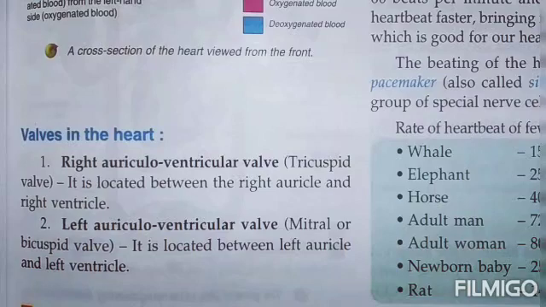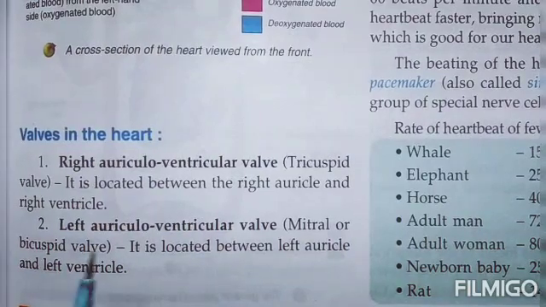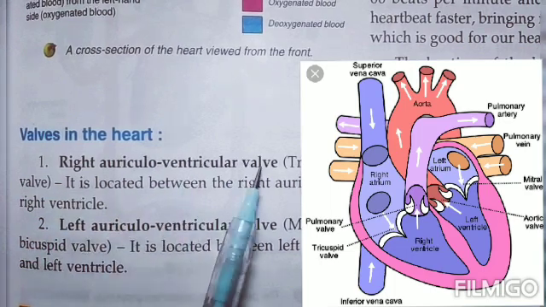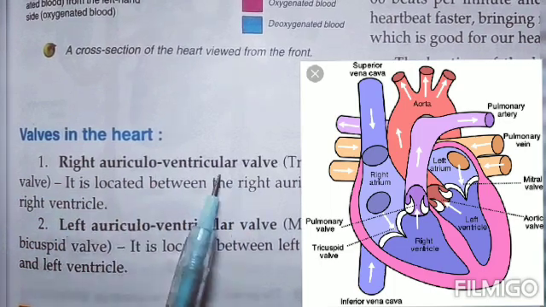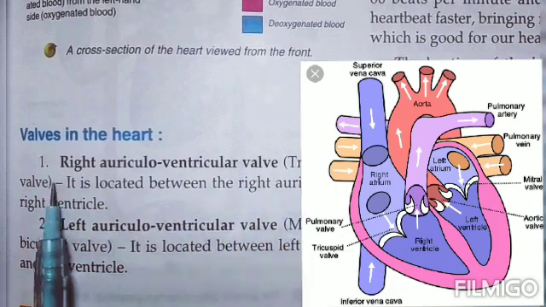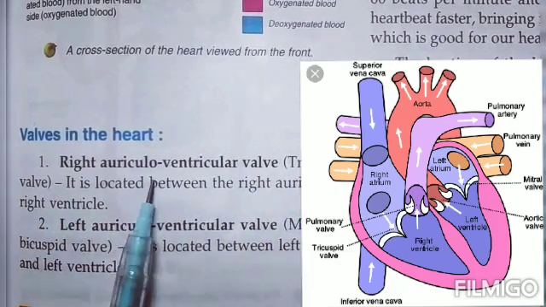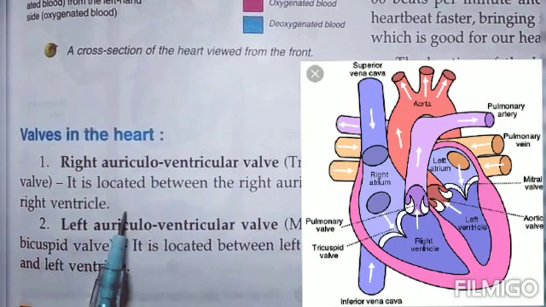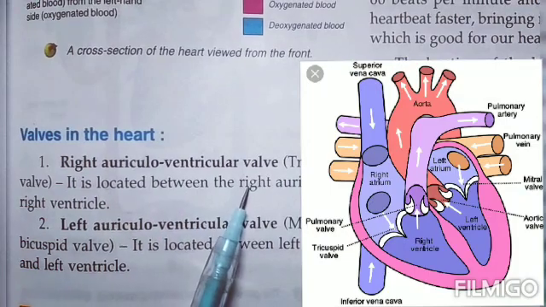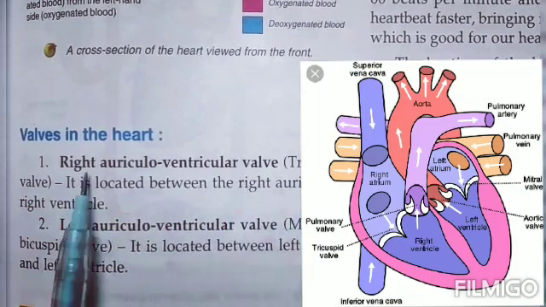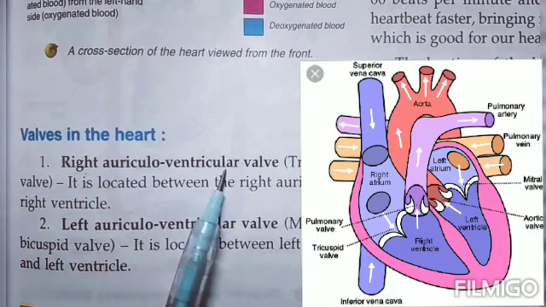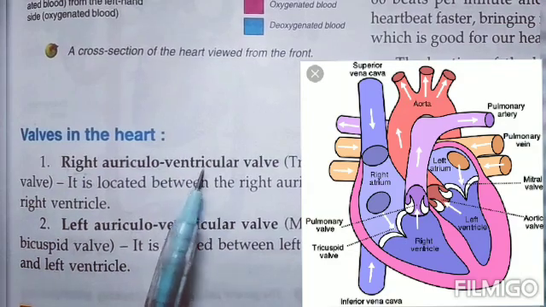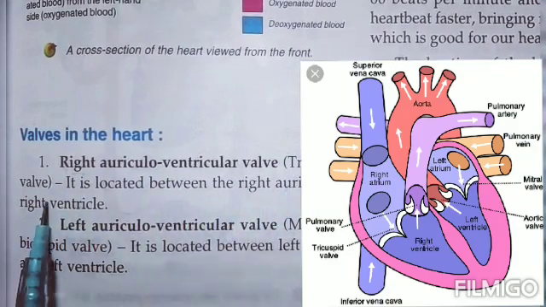Next we come to, children, the valves in the heart. What are the different valves that are present in the heart? Right auriculoventricular valve. Now this right auriculoventricular valve is a tricuspid valve. That means it has three valves. It's a tricuspid, right? Three doors are there. It is located between the right auricle and the right ventricle. The name is telling right auriculoventricular. That means present between the right auricle and the right ventricle. It's a tricuspid. This is an important point, children.